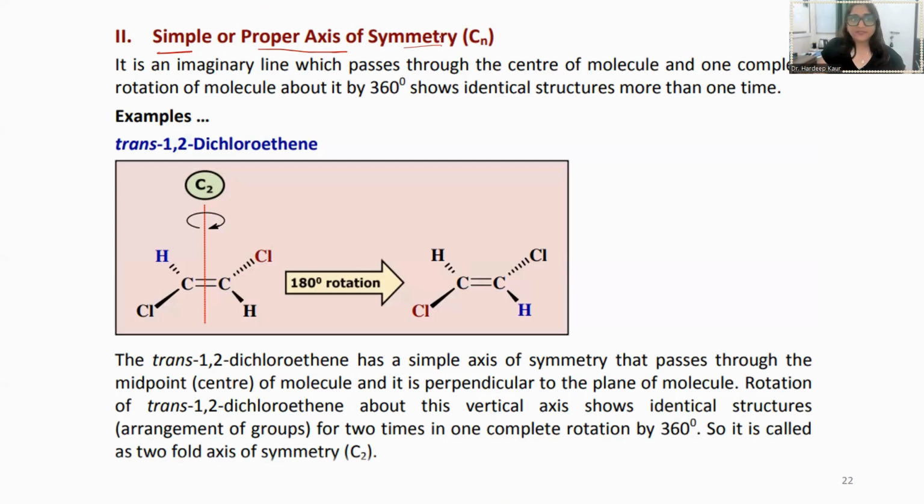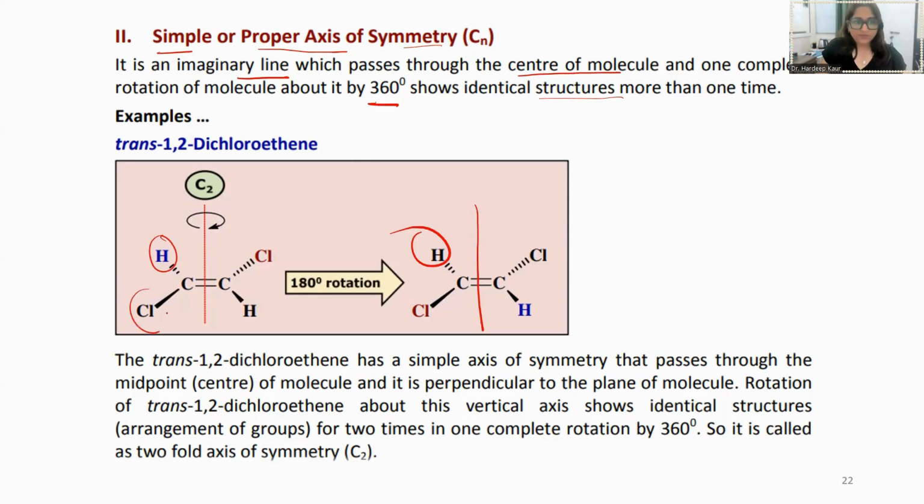That was a plane, but here it is an axis. So here it is basically an imaginary line. It's not a plane; it is a line which passes through the center of the molecule, and one complete rotation of the molecule by 360 degrees shows an identical structure more than one time. When you rotate, you will get the same structure.